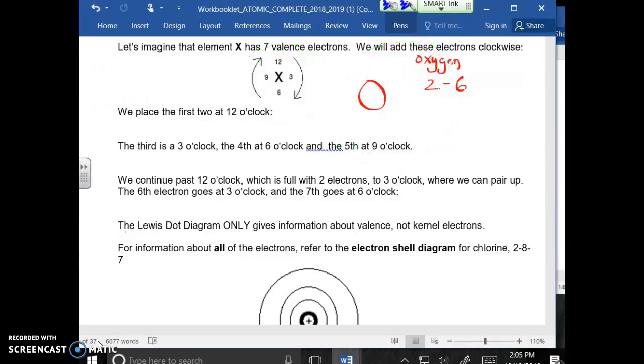So, oxygen. If I say write the electron dot diagram for oxygen, first thing you should do is write the symbol for oxygen. Next, look up oxygen on your periodic table and see how many valence electrons you have. 6 valence electrons, so I'm going to write a total of 6 dots. I start at 12 o'clock, and I put my first dot at 12. And then I put my second dot at 12. I then move on to 3 o'clock and place my third dot.